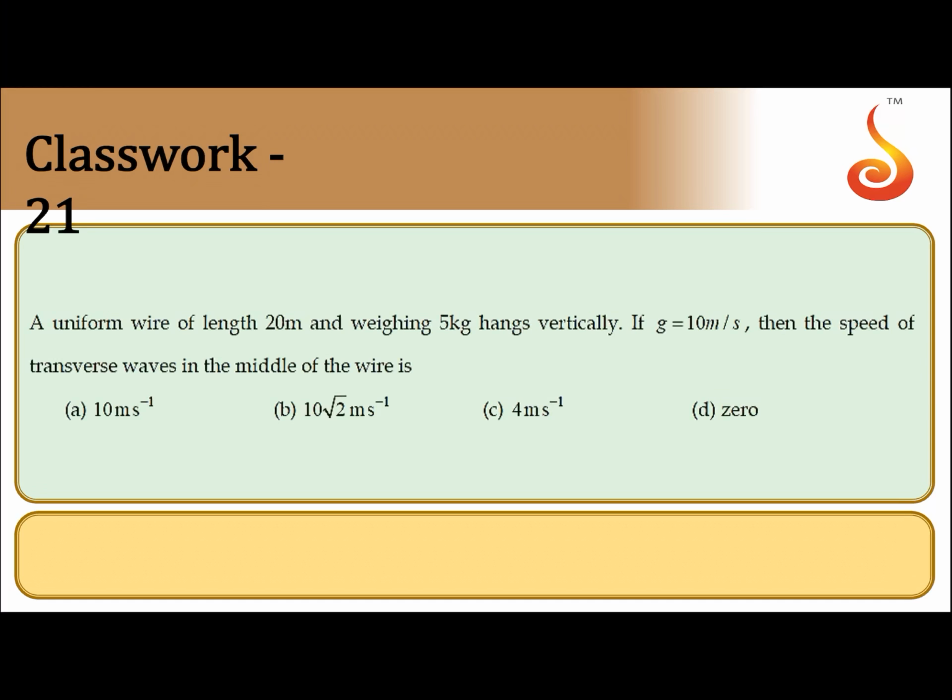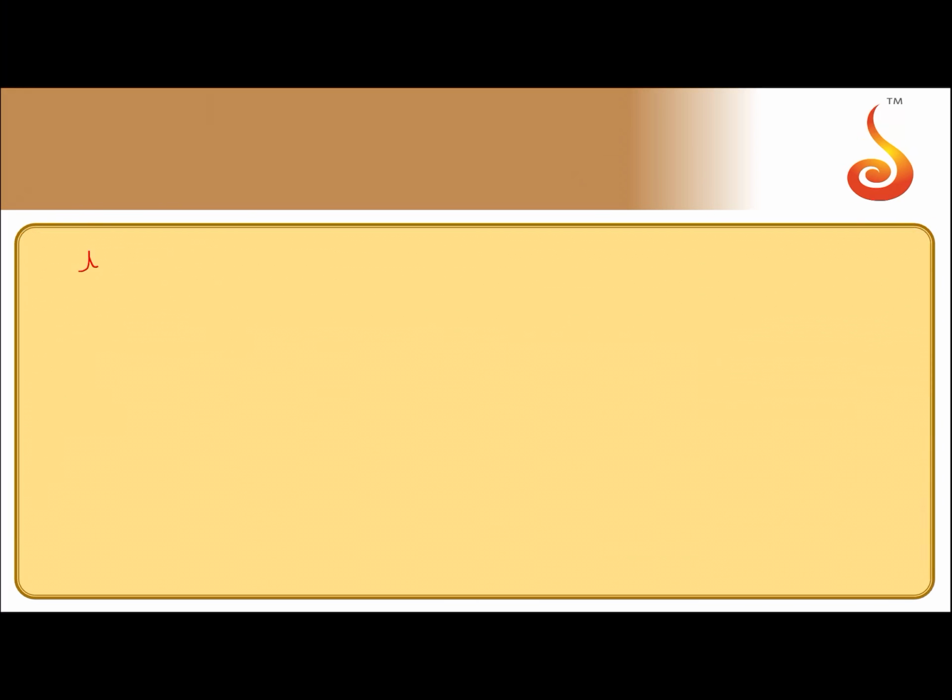A uniform wire of length 20 meter and weighing 5 kg hangs vertically. If g is equal to 10 meter per second squared, then what is the speed of transverse waves in the middle of the wire? So mass per unit length of the wire, mu, is 5 kg over 20 meter, so it should be 1 by 4 kg per meter.